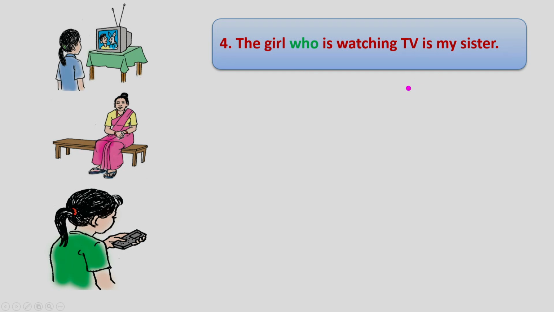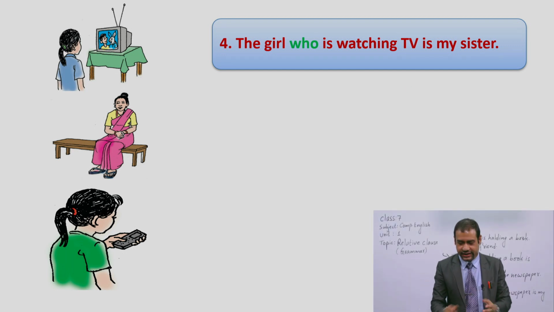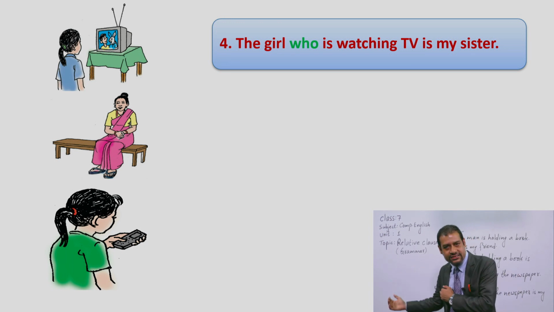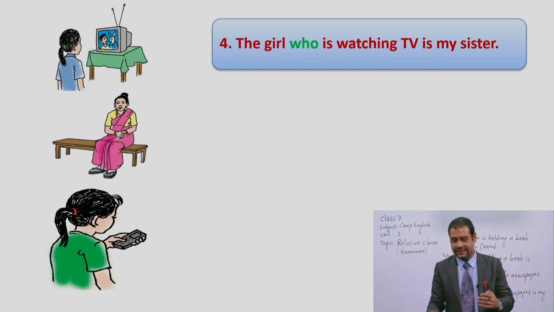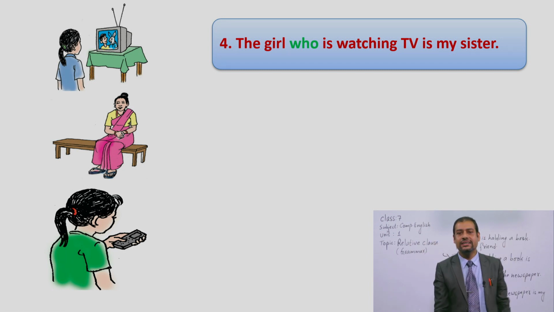Okay? So if you want to break this sentence into 2 sentences, how do you break it now? First of all, you have to write down, the girl is watching TV. Your first sentence will be, the girl is watching TV. And then second sentence, what is your second sentence? Please tell me. Yes, your second sentence will be, she is my sister. And when we join these 2 sentences into one, it becomes either, the girl who is watching TV is my sister, or the girl watching TV is my sister.